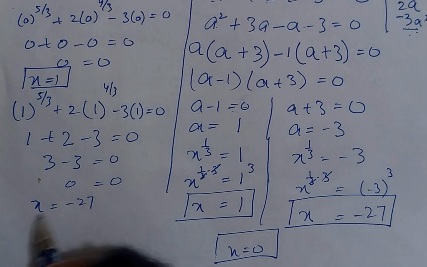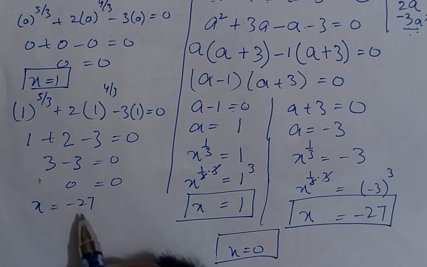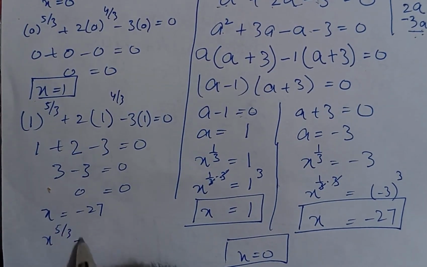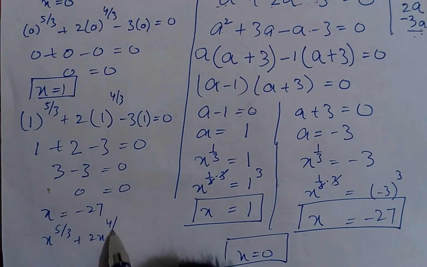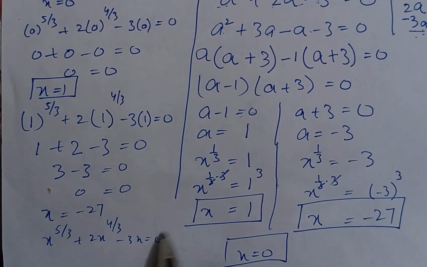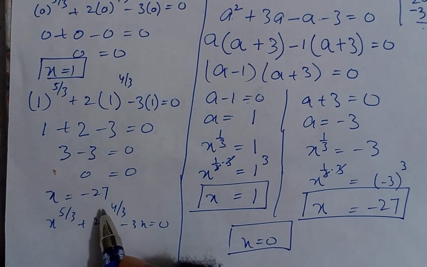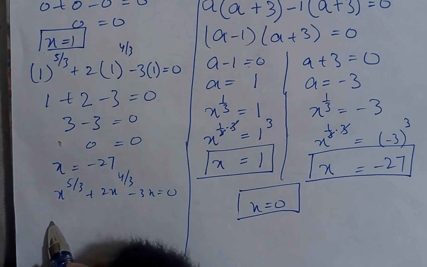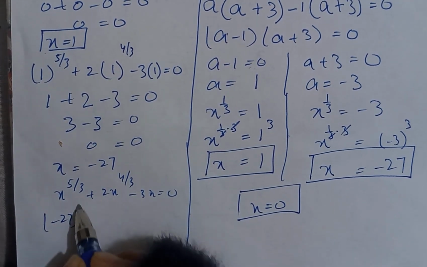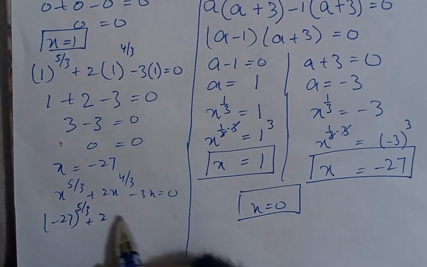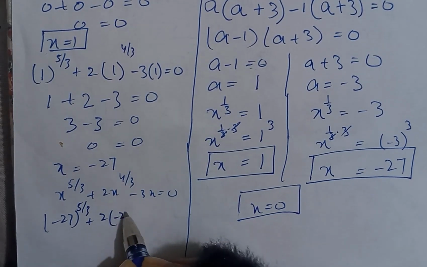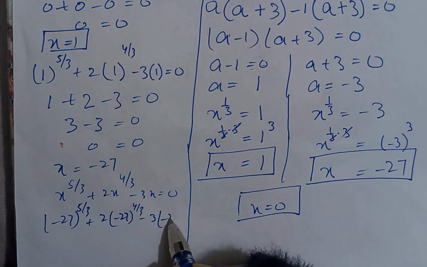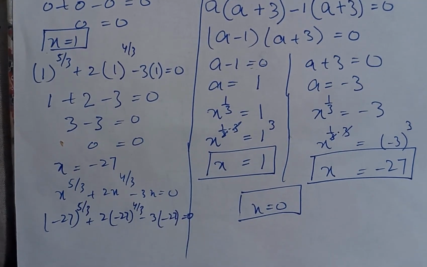So now verify x is equal to minus 27. So our question is x raised to the power 5 over 3 plus 2 multiplied by x raised to the power 4 over 3 minus 3x is equal to 0. So we replace x by minus 27. So this will become minus 27 raised to the power 5 over 3 plus 2 times minus 27 raised to the power 4 over 3 minus 3 multiplied by minus 27 is equal to 0.